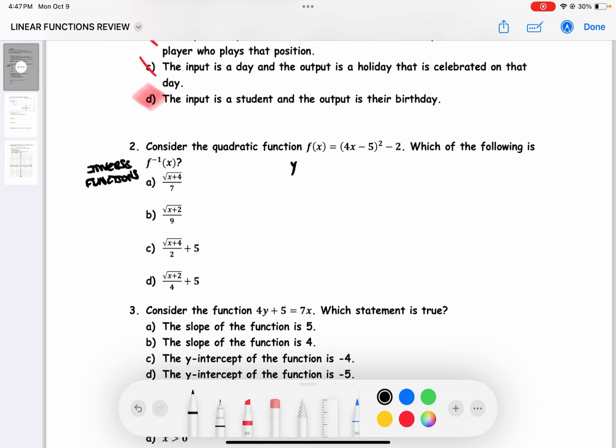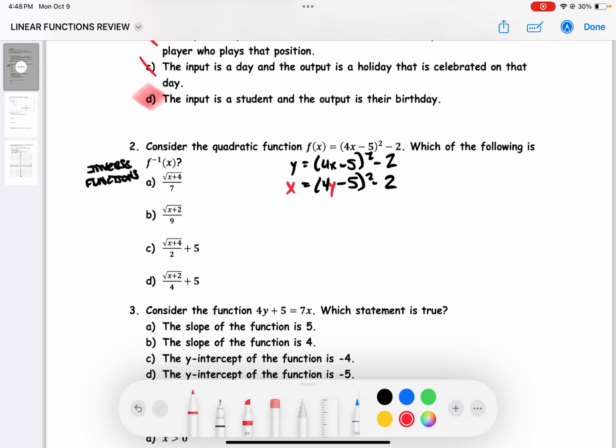I'm going to start by just rewriting this as a y instead of an f of x, so it's a letter that I can manipulate. It's a variable. And then the x and the y switch places. So instead of y equals 4x minus 5 squared minus 2, it is x equals 4y minus 5 squared minus 2. And at this point, I just have to solve for y, right?